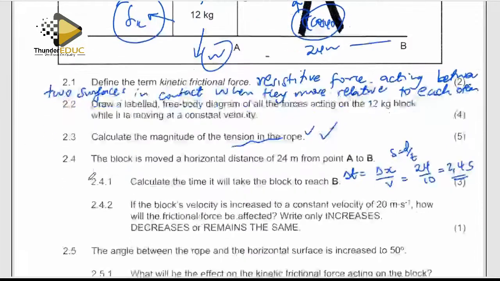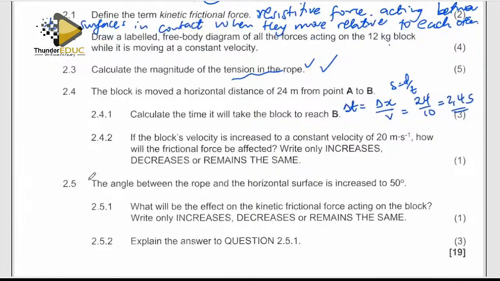Okay, then 2.4.2. If the block's velocity is now increased to 20 meters per second, how will the frictional force be affected? Increasing the velocity has no effect on the friction. The friction will basically stay the same. So we're going to say it remains the same.